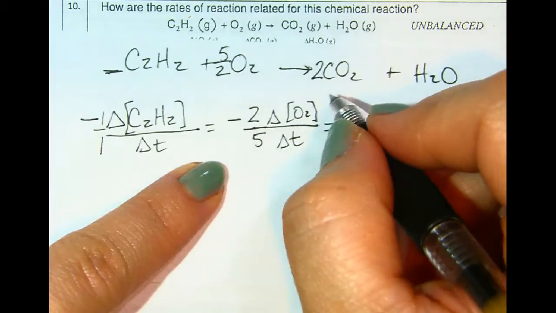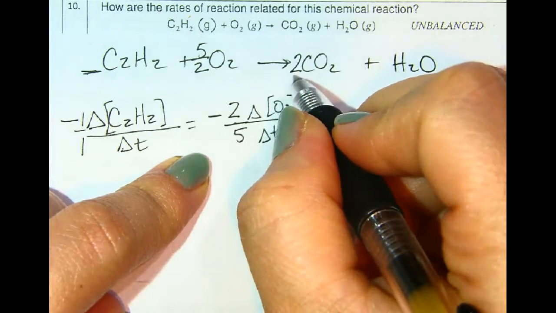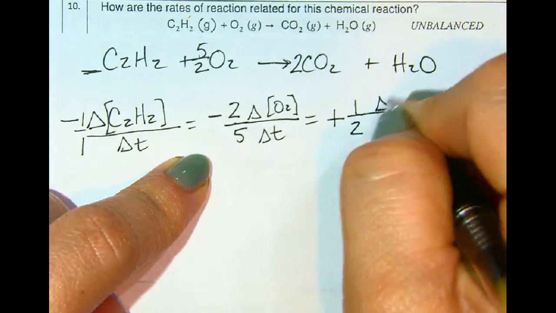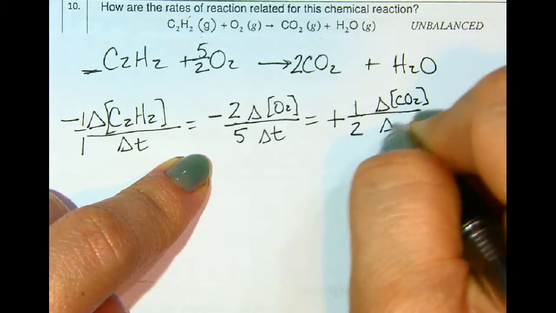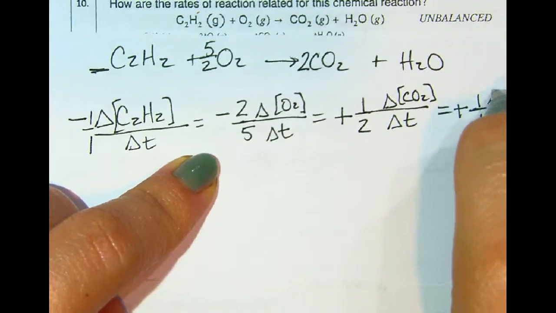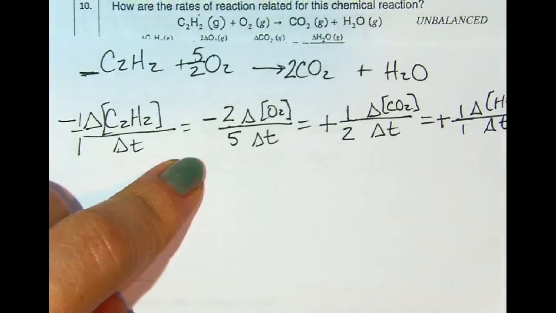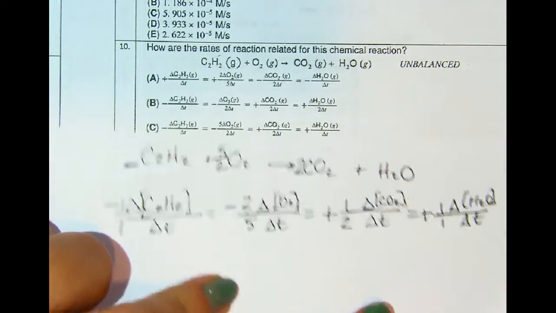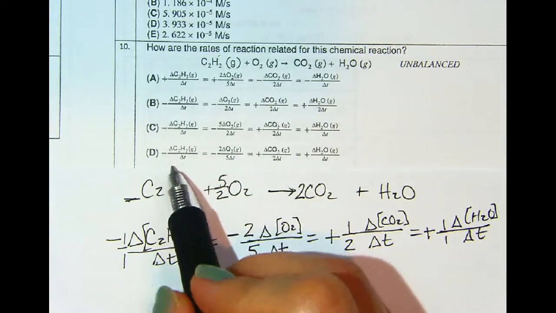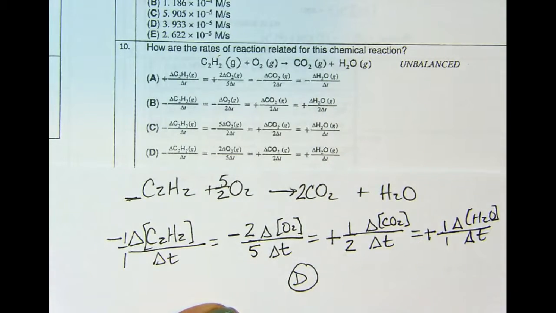and now we have positive values because these are our products, which means they're being formed. So we have a positive, inverse of this coefficient is 1 over 2, and that's going to be change in the concentration of CO2 over the change in time, and that's going to be equal to a positive 1 over 1 change in the concentration of H2O over a change in time. And so when we look at the answers, we come to letter negative, negative, positive, positive, 1 over 1, 2 over 5, 1 over 2, 1 over 1. So letter D is going to be the correct answer for number 10.